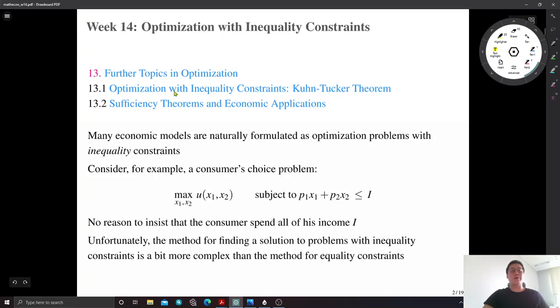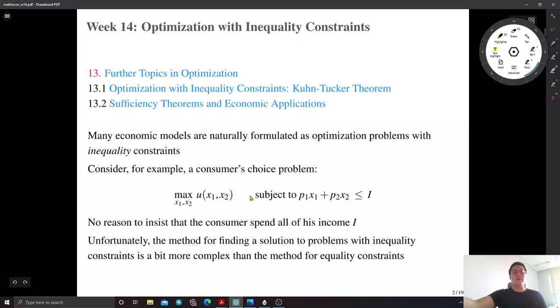You may wonder why we have to care about inequality constraints. Just for motivation, many economic models can be put as optimization with inequality constraints. For a specific example, consider the consumer's choice problem, the so-called utility maximization problem. There is one consumer who attempts to maximize utility, and the utility function depends on x1 and x2, the demand for good 1 and demand for good 2.